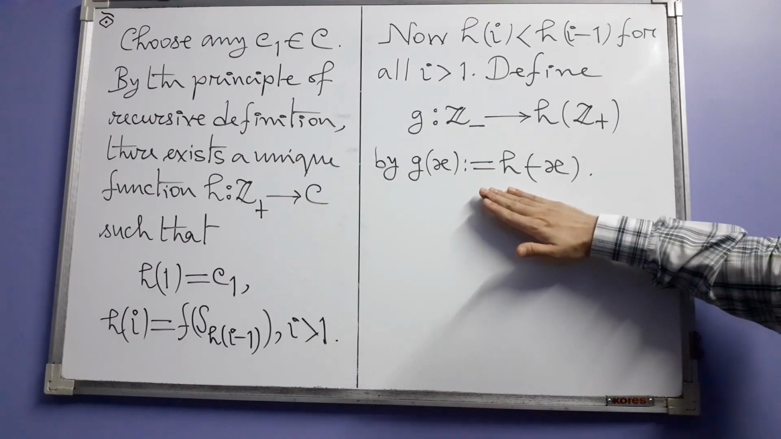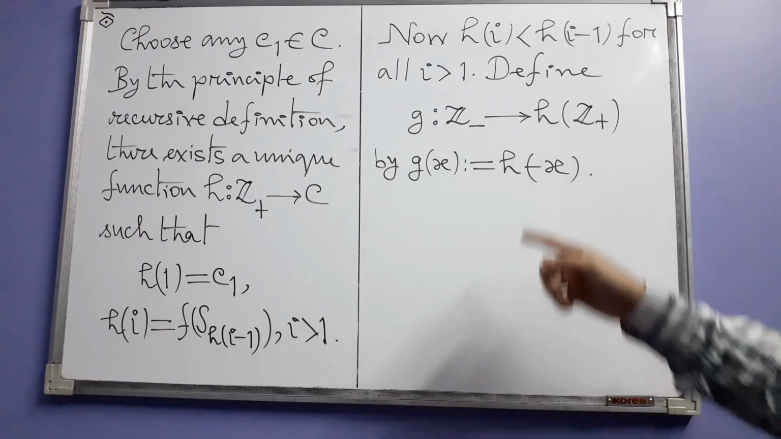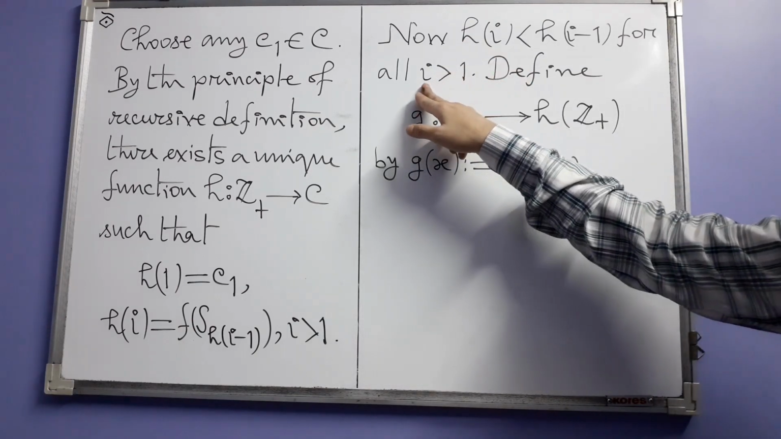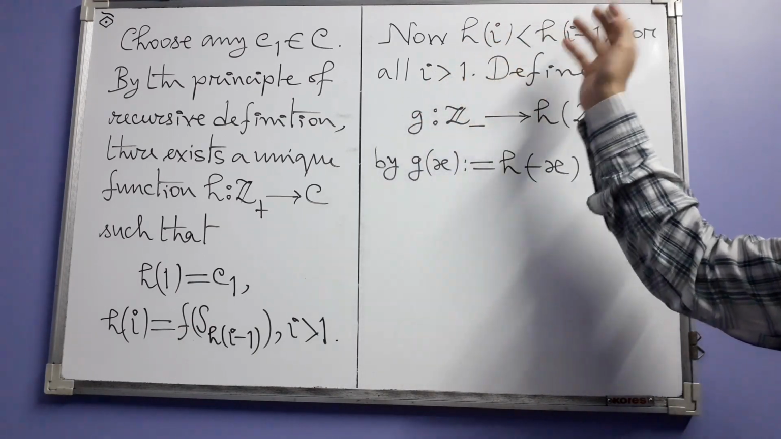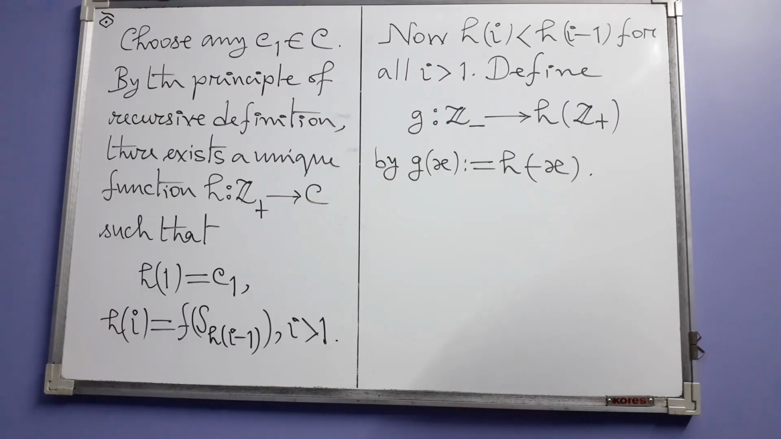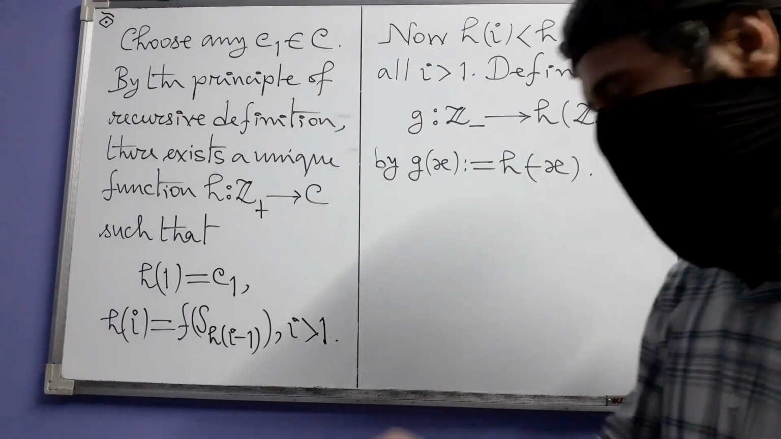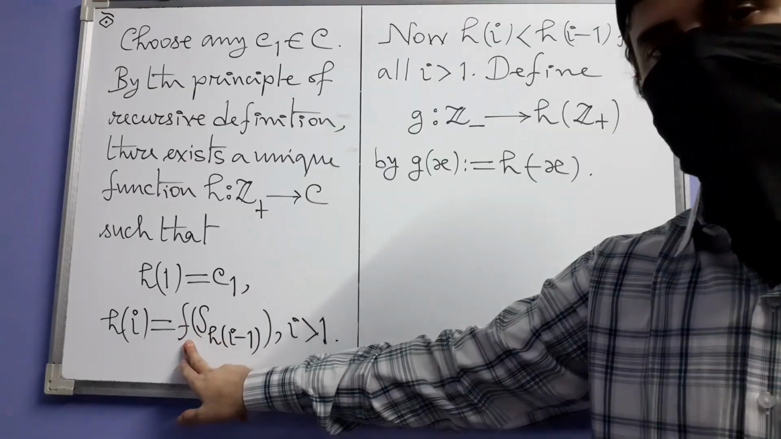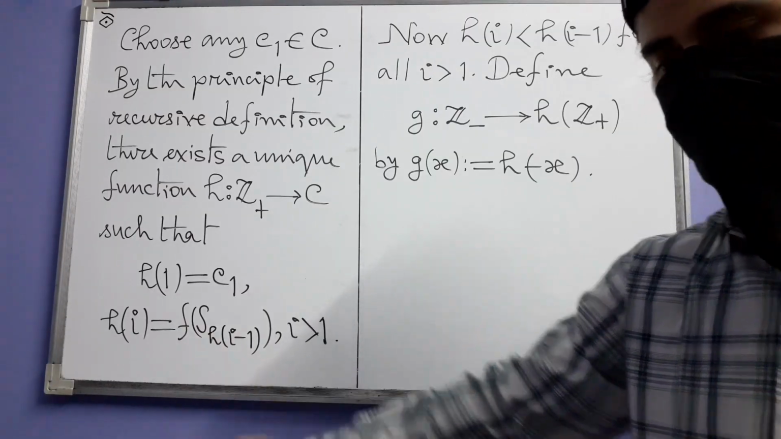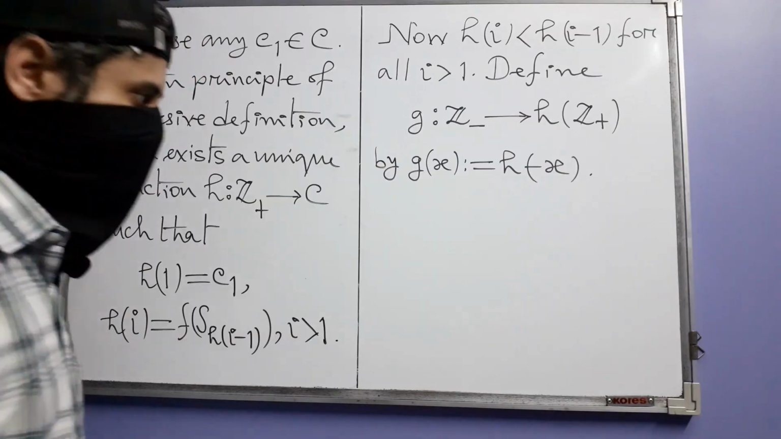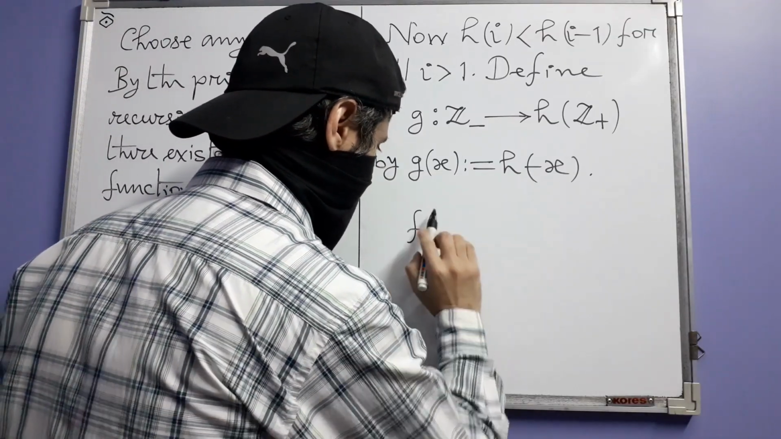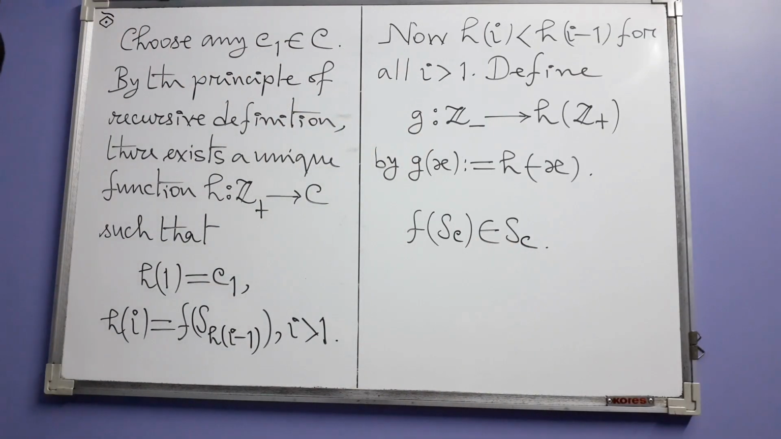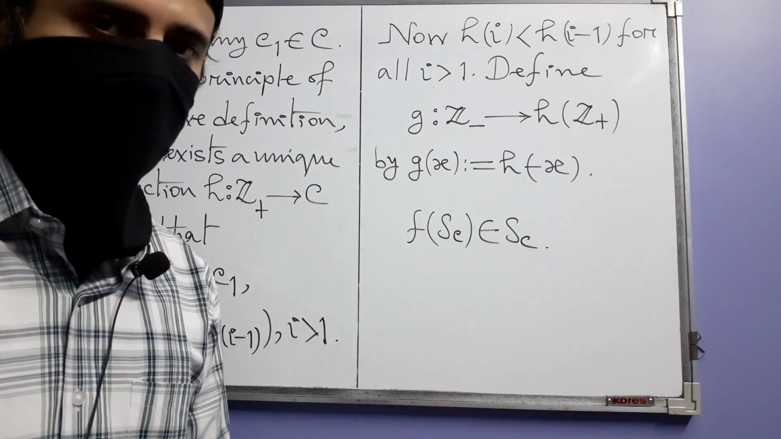However, before we say anything more about g, let us also note this property that H has. For any positive integer I greater than 1, H of I is less than H of I minus 1. Why is that so? You recall the property that this function f has. Remember, f has this property: f of ST belongs to ST. Now what does it mean for something to be in this set ST?